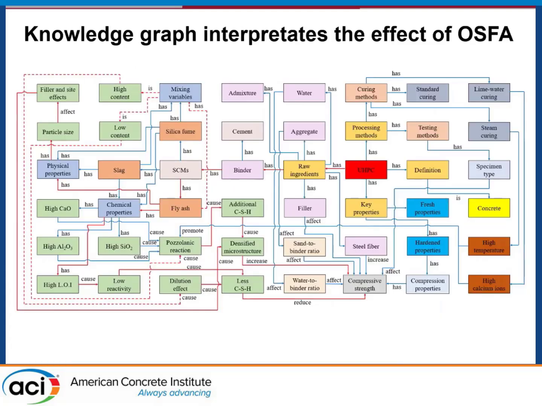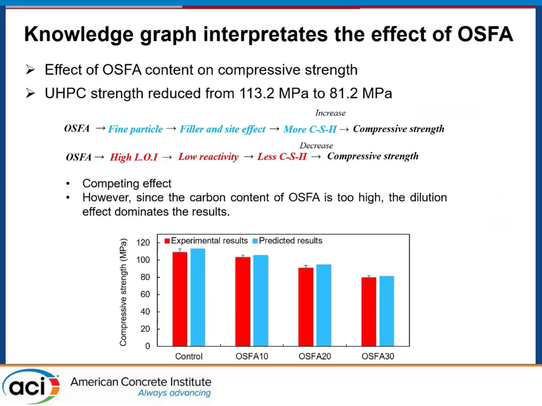And the third way we use the knowledge graph is to interpret the results. So this one is to try to interpret the effect of the new materials, the OSFA. From the pathways of our knowledge graph, we can describe how the OSFA affects the compressive strength. The OSFA has a very high content of carbon, so it has relatively high loss on ignition, and because of that, it has low reactivity. And the low reactivity means less hydration product of cement formed. And it means it will decrease the compressive strength.